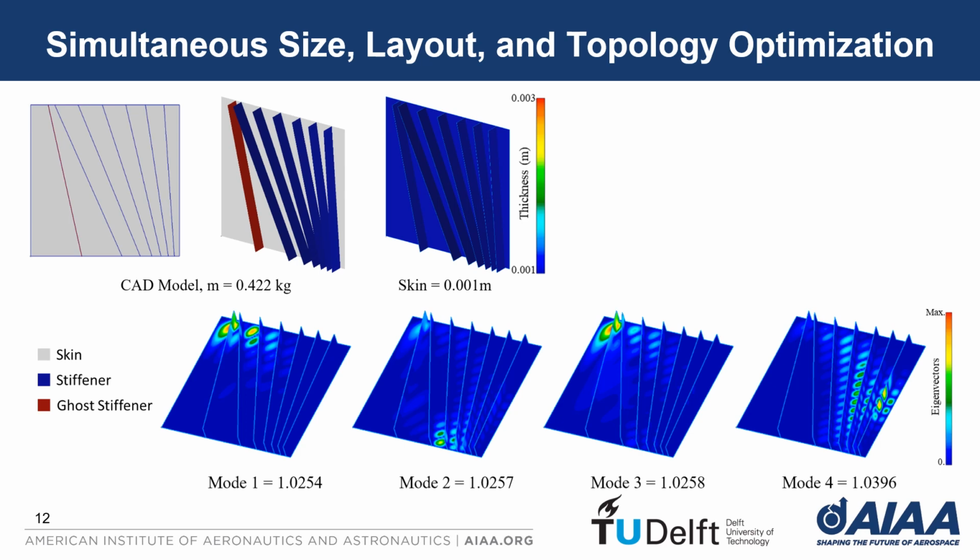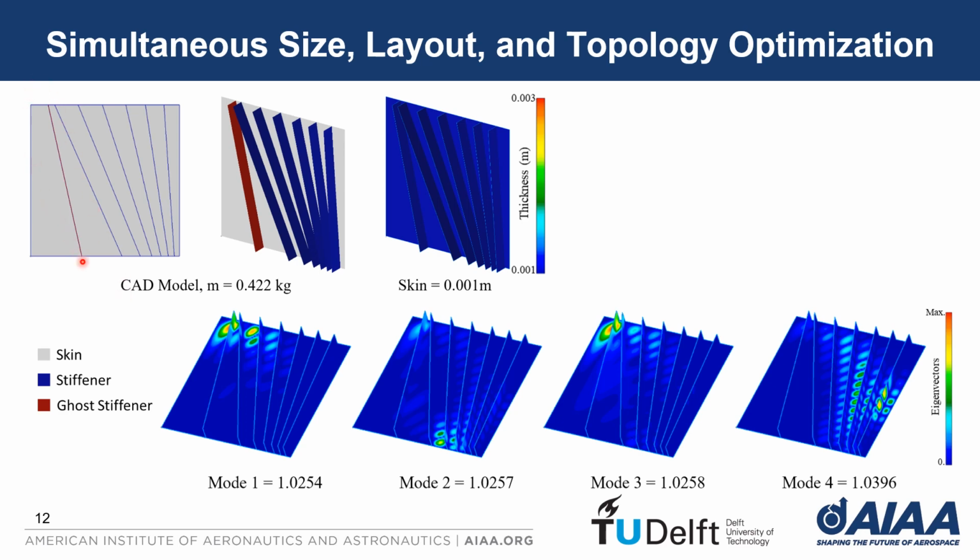The results of simultaneous size, layout, and topology optimization while using a penalization factor of 3 are shown. It can be observed that the thicknesses of the skin and stiffeners are reduced to their lower bounds. The stiffeners at the bottom edge of the skin are shifted towards the right end to meet the buckling constraint.